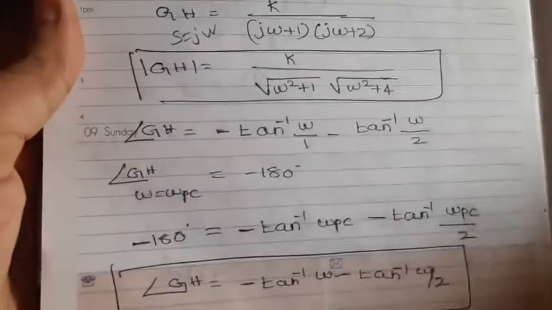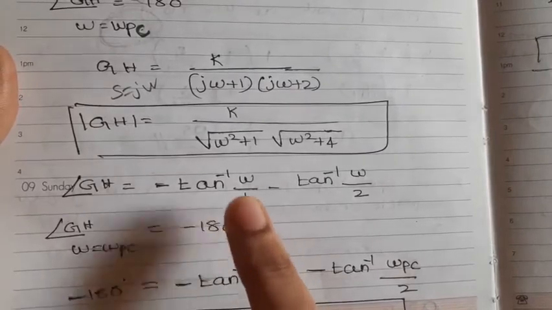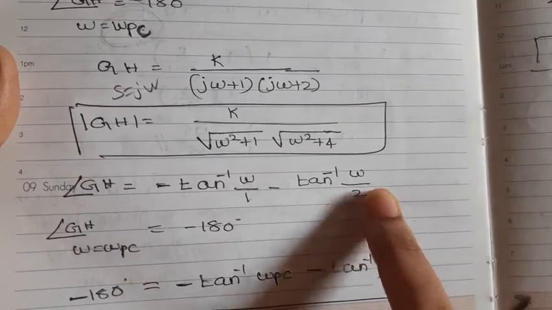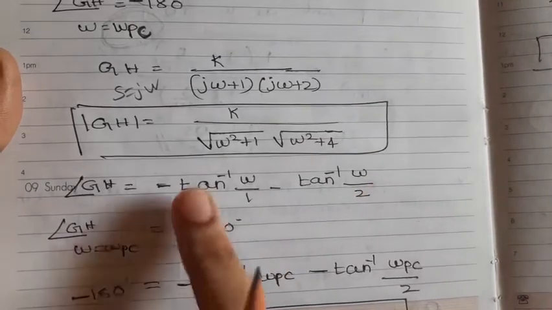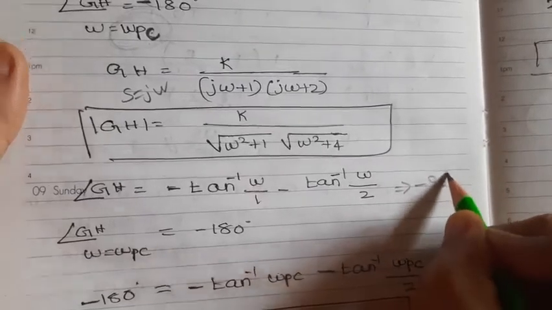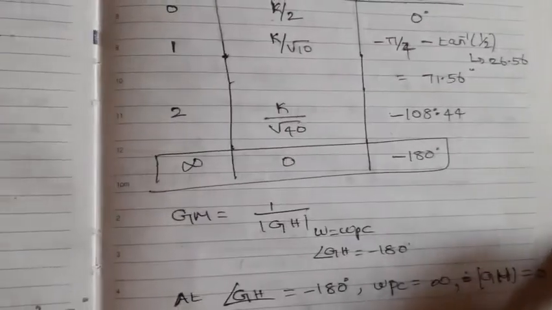Then we will see the phase angle value. Tan inverse of infinity, what will we get? Here also infinity, here also infinity, when we substitute omega equal to infinity. So tan inverse of infinity, what is the value? Minus 90 degrees. Again here also minus 90 degrees. So minus 180 degrees. See, we are getting minus 180 degrees.